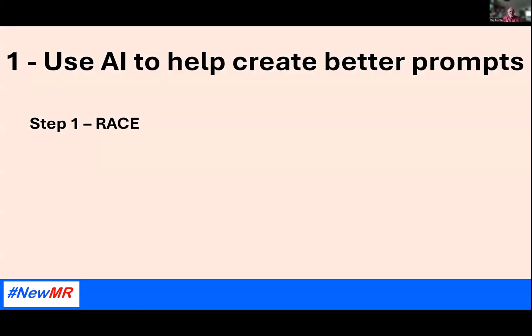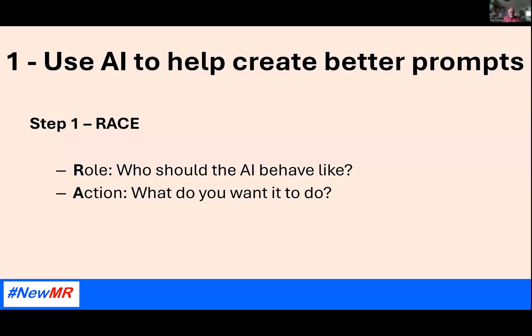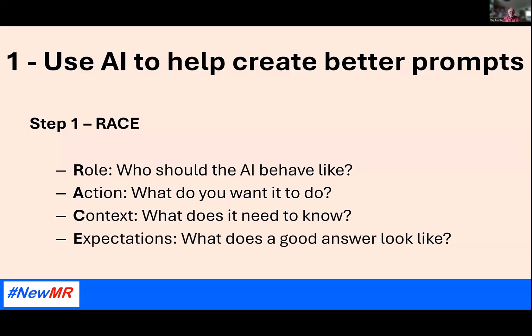So let's get started with the first tip. Using AI to help you create better prompts, or prompt engineering we call it. And I'm going to recommend that you use the RACE system. That is role. How do you want the AI to behave? Action. What is it that you want the AI to do? Context. What does it need to know to be able to do this for you? And your expectations. What does a good answer look like?